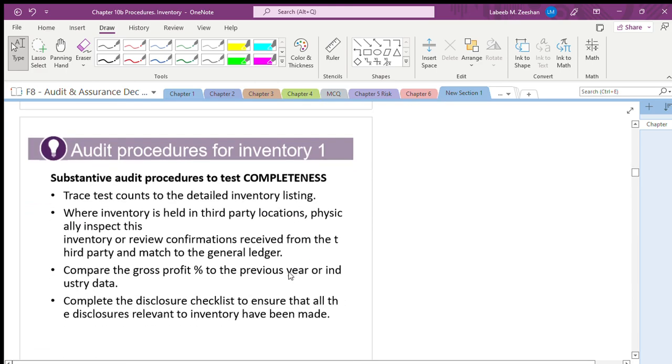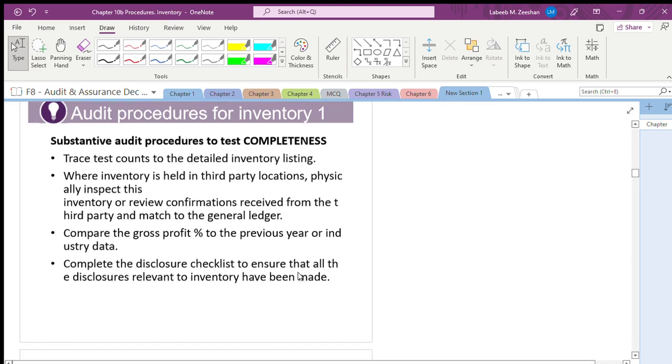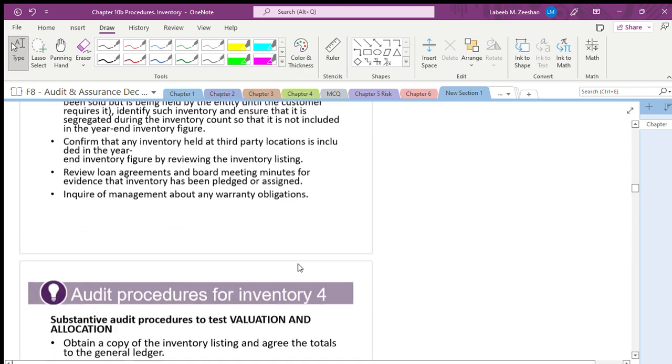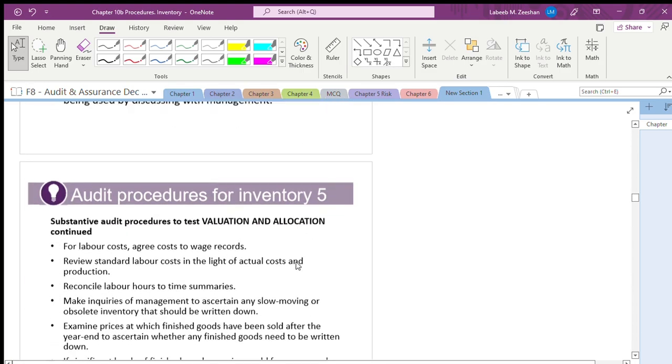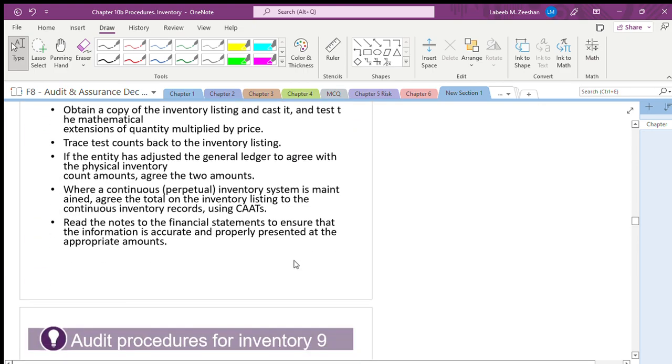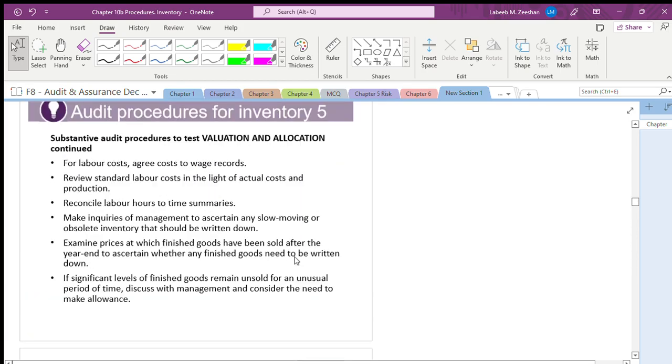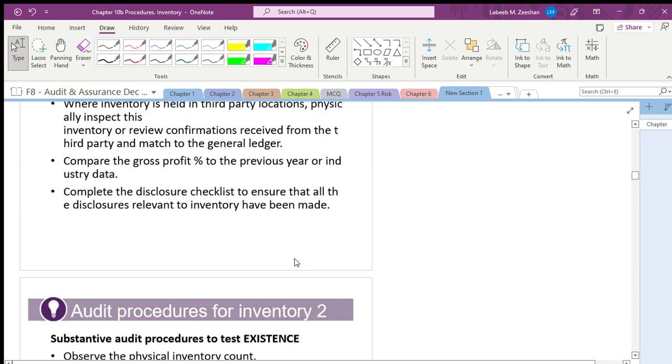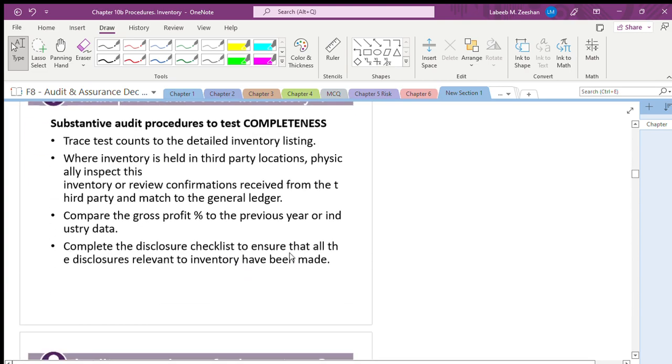Now the real story will start. Completeness, existence, obligations, valuation, allocation, presentation, and cutoff will all be there. These are all the substantive procedures. Based on yesterday's class, you have a very clear-cut understanding. We don't need all of them, but for our understanding we have to make sure of one aspect.